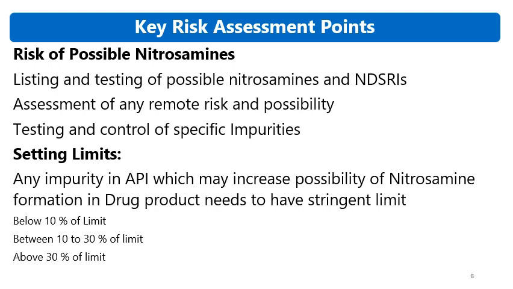Whatever limits are set, that impurity should be routinely checked for its quantitative presence: is it below 10% of the limit, between 10 to 30% of the limit, or above 30% of the limit, so that the impurity can be strictly monitored, and if required the process can be optimized and evaluated to avoid a higher quantity of that impurity in the API. Many times in the manufacturing of API, it is found that the impurity, though it is below some level, is still responsible for the nitrosamine formation.